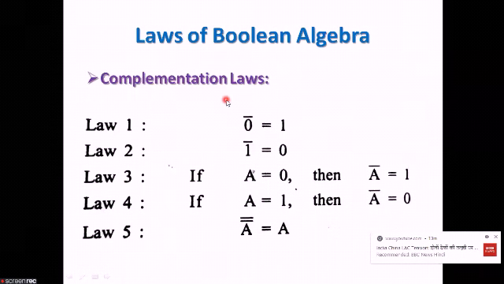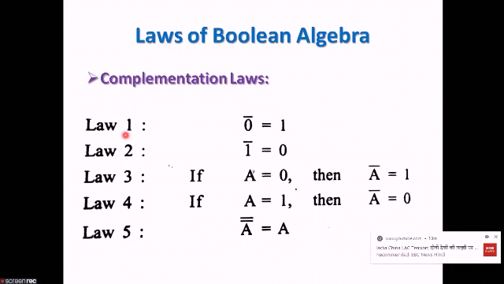Next, coming back to the laws of the Boolean algebra. Now we will be learning about the various laws of the Boolean algebra. First one is the complementation laws. The term complement means to invert, that is to change zeros to ones and ones to zeros. The 5 laws of the complementation are as follows.